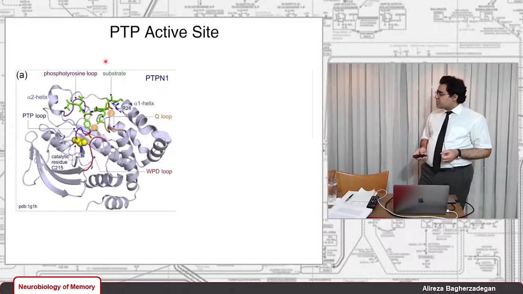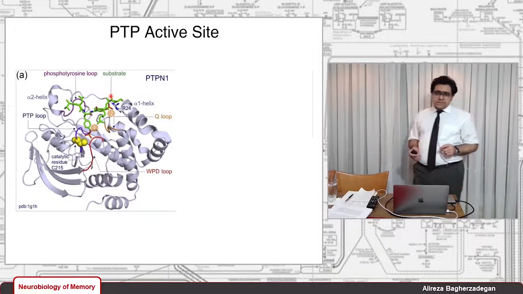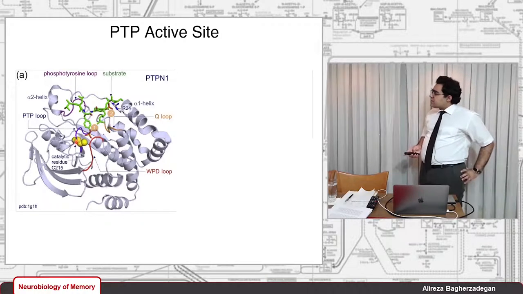So, protein tyrosine phosphatase. This is the structure. There's a catalytic pocket, and this catalytic pocket is characterized by three loops: the PTP loop, the Q loop here, and a WPD loop. And there's a catalytic amino acid residue, which is a cysteine, cysteine 215 here. And there are two binding sites for phosphotyrosine. The first one is in the catalytic pocket, here, near the catalytic residue.